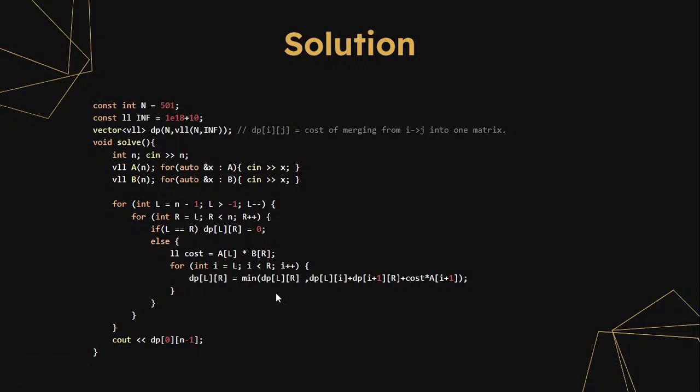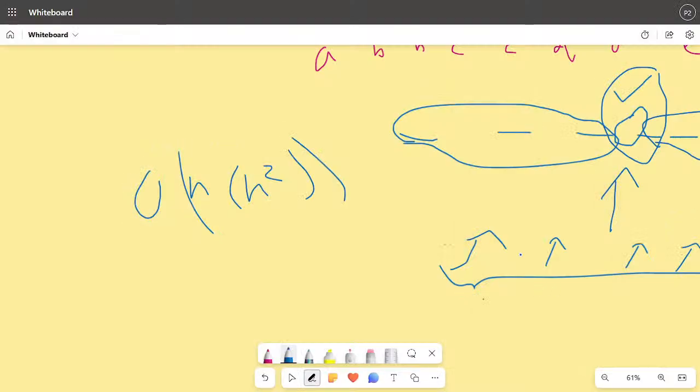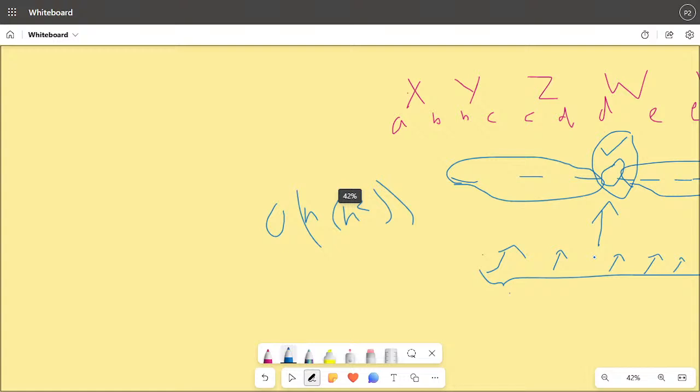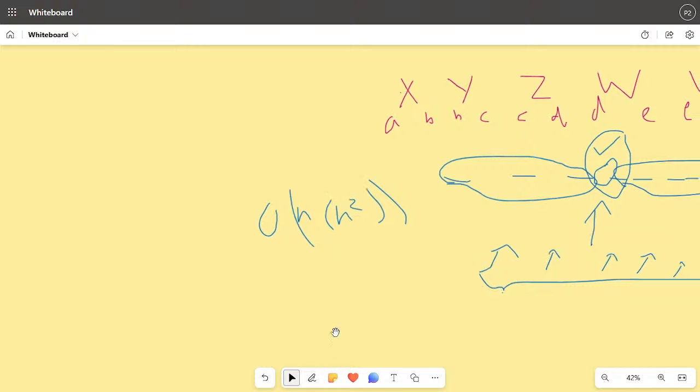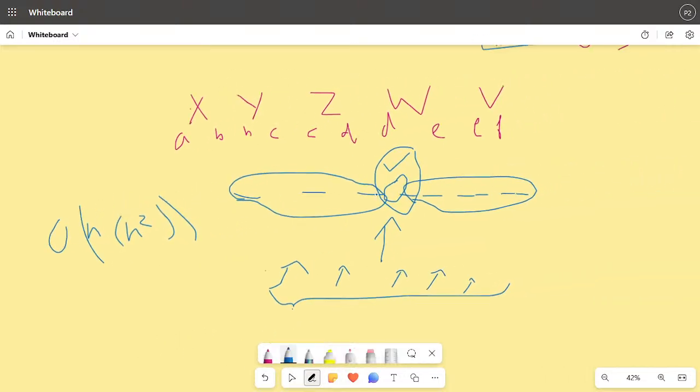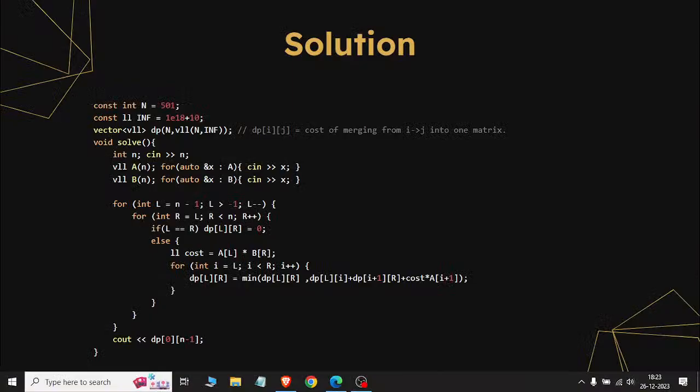You can look at it once. The fun part about it is that the only observation is that we can join the answers of two subarrays by just deciding the joining point, and then we can simply calculate the answer for the whole array in n cube. No other observation was used in it.